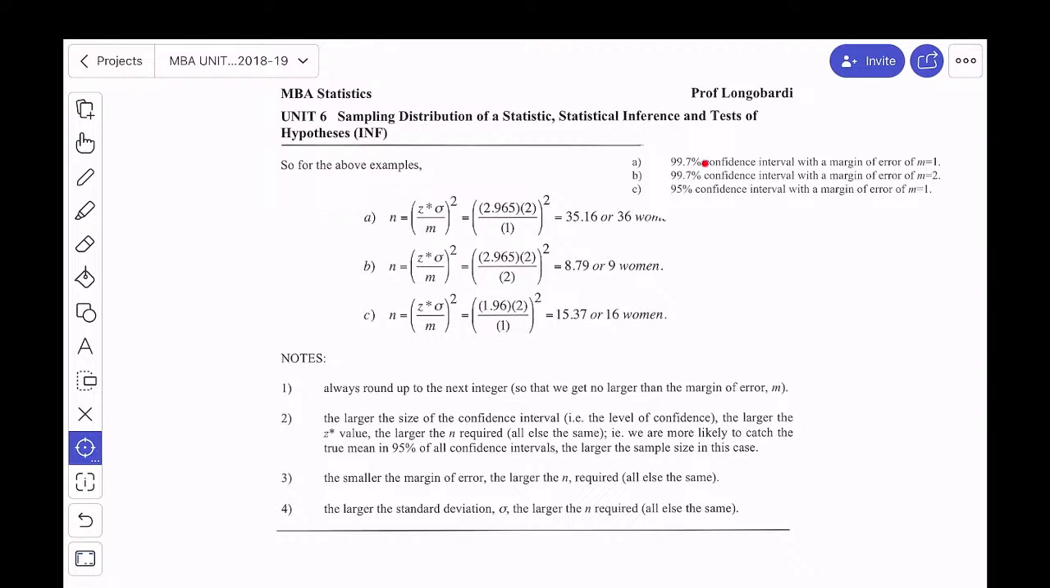At 99.7% confidence, look at the very difference in the sample size estimation. If I don't want to be so precise, I'd only have to estimate about 9 women.